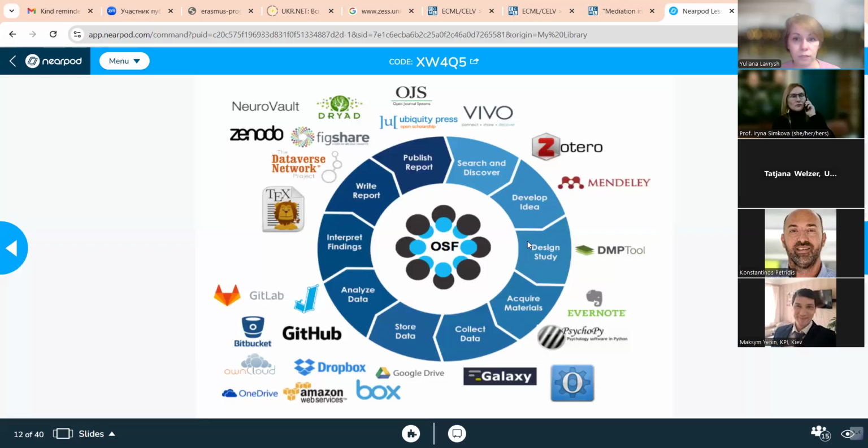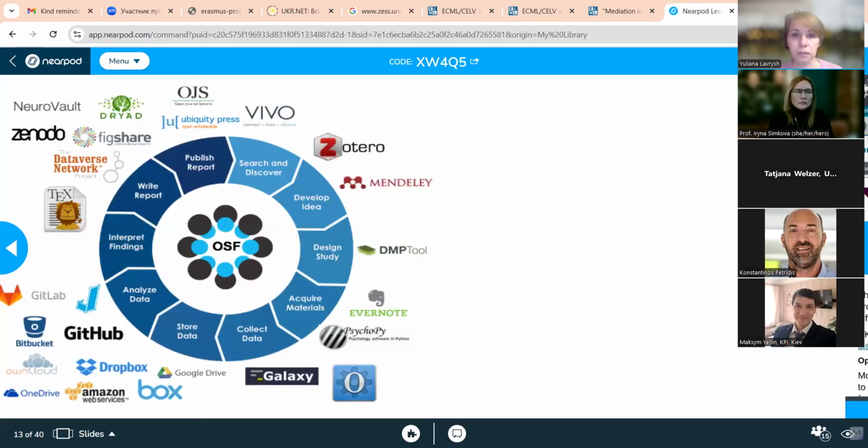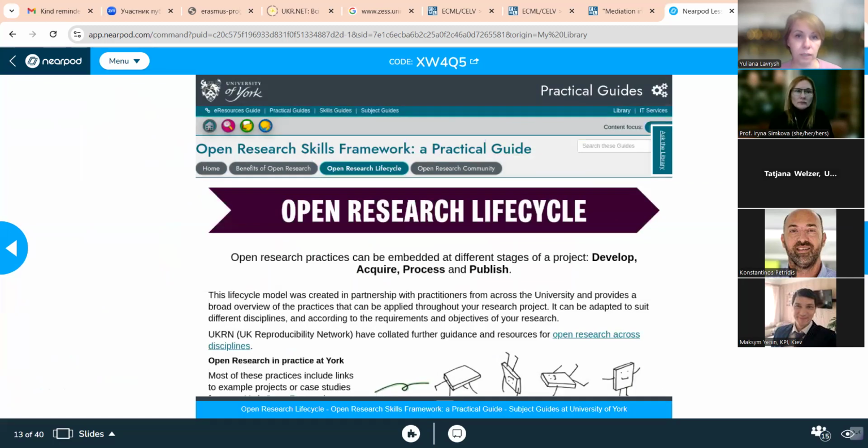If you don't know how to design your study, here is an open tool for you. You can find examples, templates, use it openly, and you can develop. And there are more of them. Some of them we will look at in detail. Some of them you will just do in your self mode.